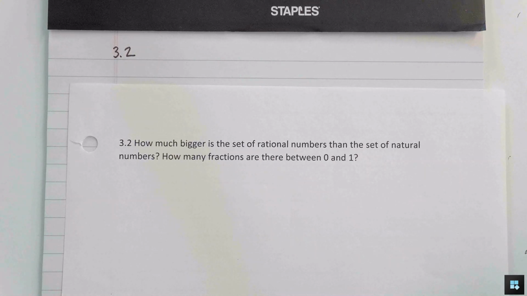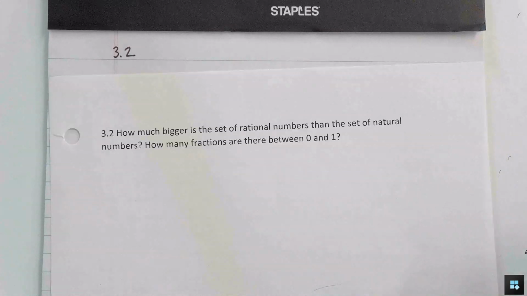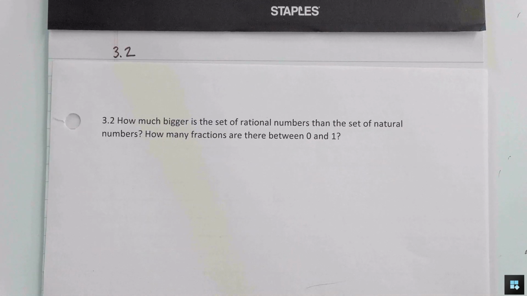The author opens this section with the question, how much bigger is the set of rational numbers than the set of natural numbers? How many fractions are there between 0 and 1? So we've looked at an infinite amount of fractions between 0 and 1. And we've looked at how between every two rational numbers there's another rational number. So this is very curious. We will be spending more time on answering this question later on in section 3.2.